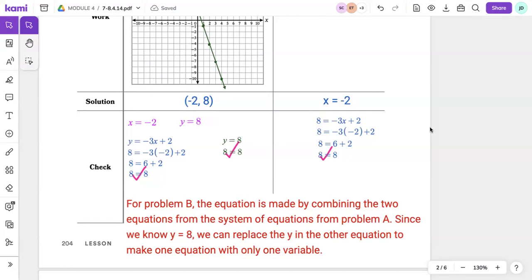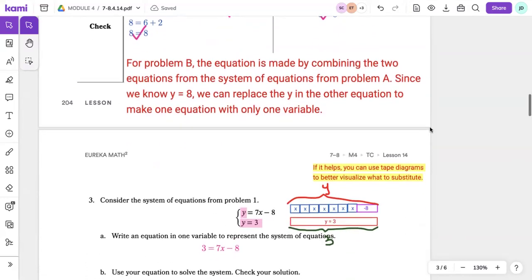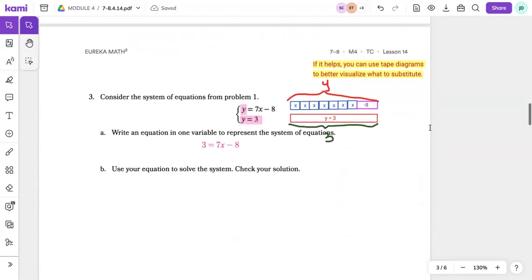So number 3 here at the beginning, we have y equals 7x minus 8 and y equals 3. And for all of these problems we're going to be doing today, if it helps, draw yourself a tape diagram. So we have 7x's plus a negative 8, or minus 8, is going to equal y. And then we also know y equals 3. So we know these two things are the same, which means we can then replace y in that top equation with 3 and get 3 equals 7x minus 8.